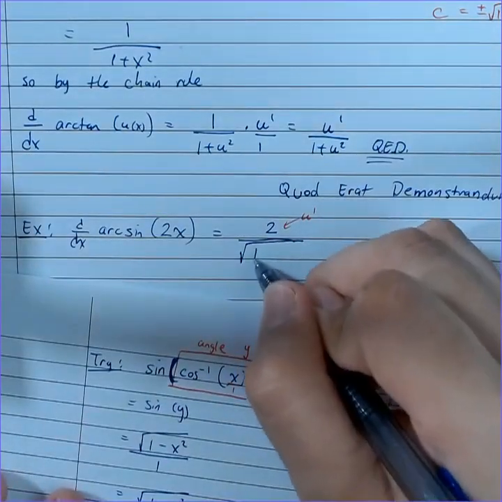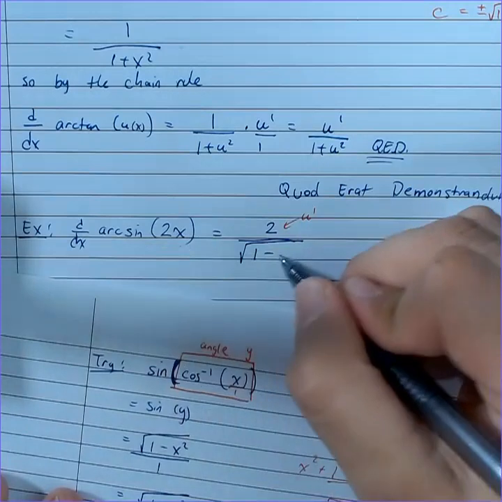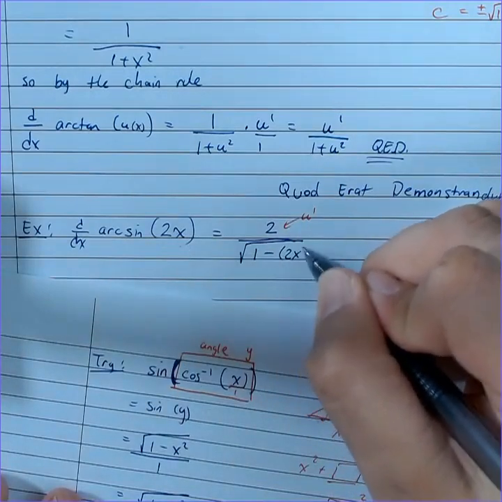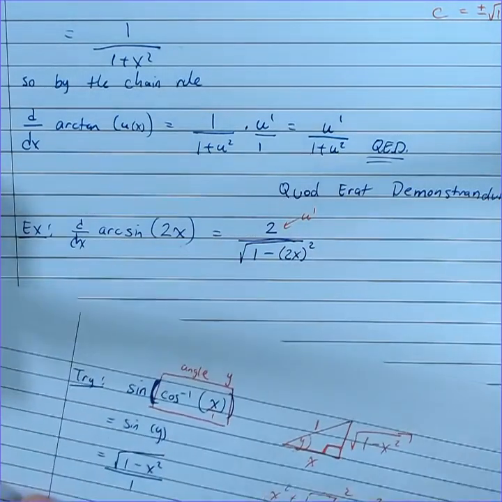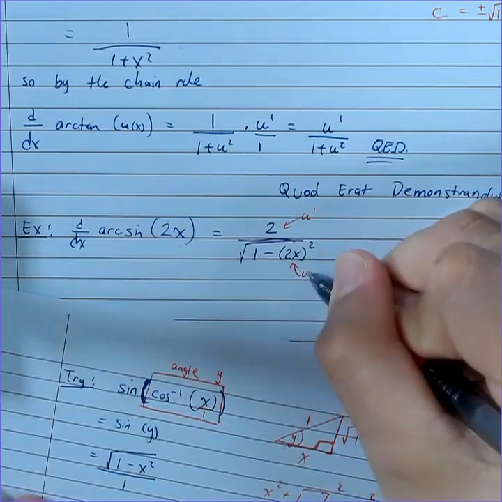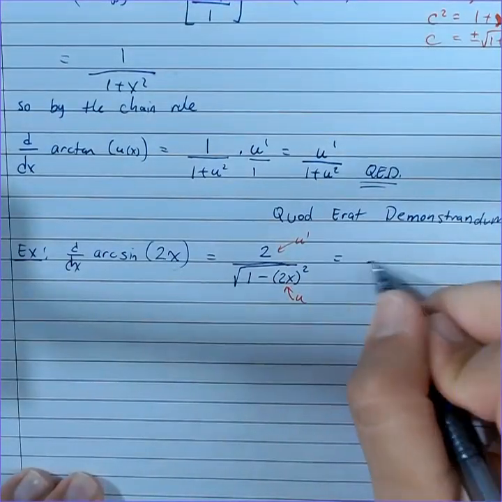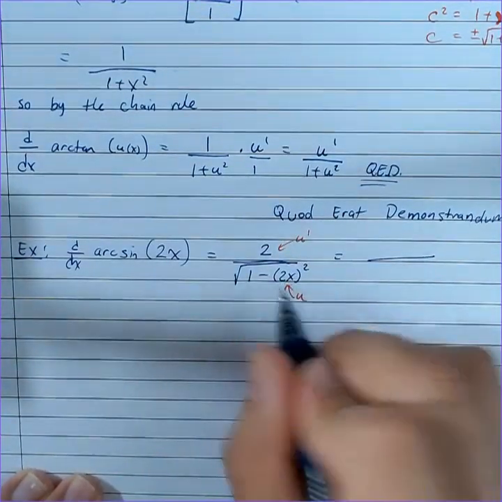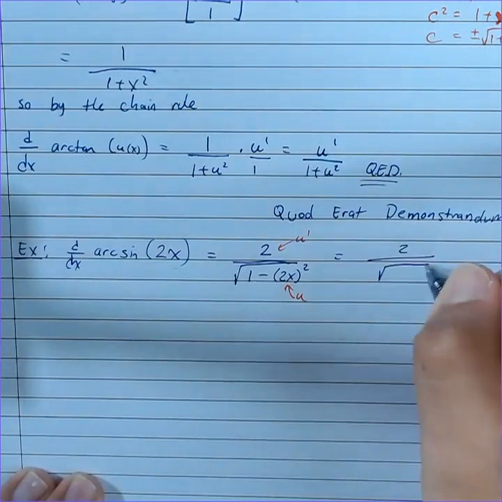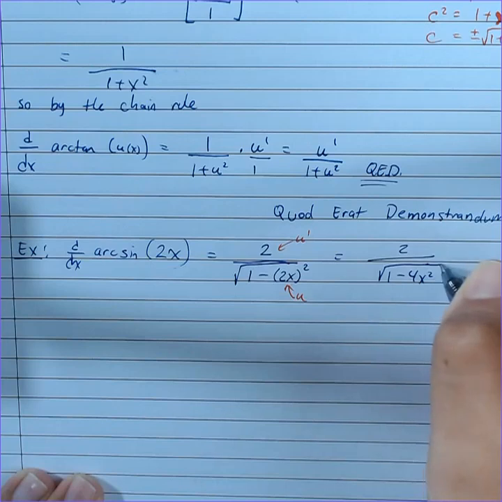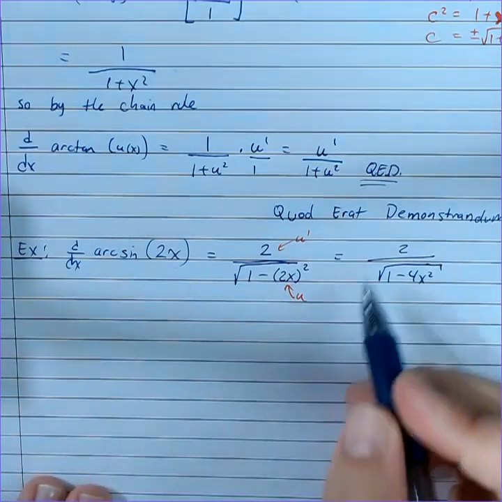Over the square root of 1 minus, again, that's your u, and it's being squared. So now we can clean that up ever so slightly. That can actually be squared to give us 2 over the square root of 1 minus 4x to the second power. And there we go. That's the derivative of the arc sine of 2x.